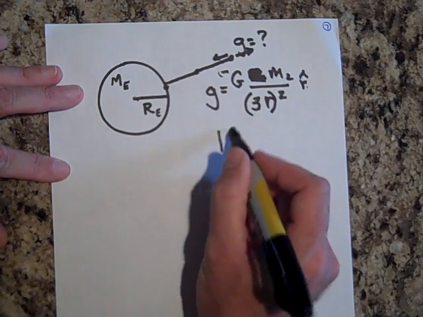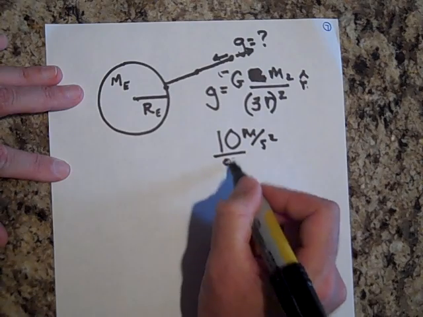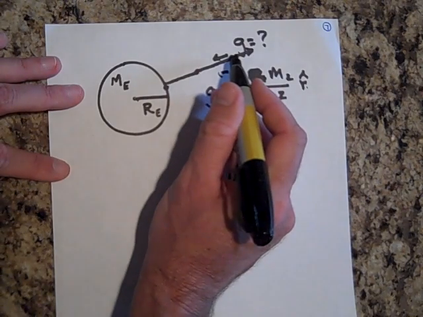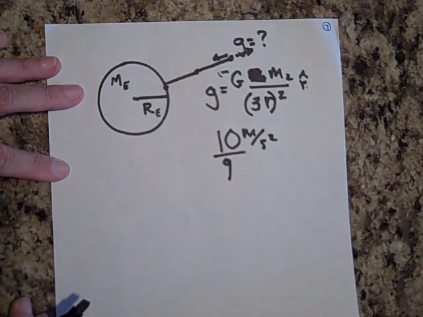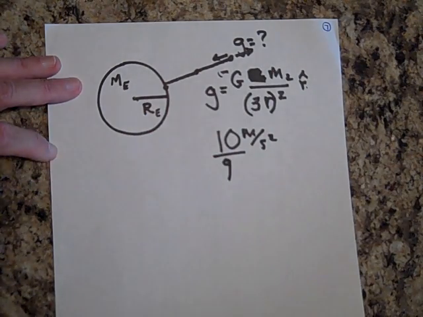So I don't have 10 meters per second squared. I have 10 divided by 9 meters per second squared. So it's about 1.1 meters per second squared out there. That's what the acceleration due to gravity out there would be. About 1.1 meters per second squared it would fall at.